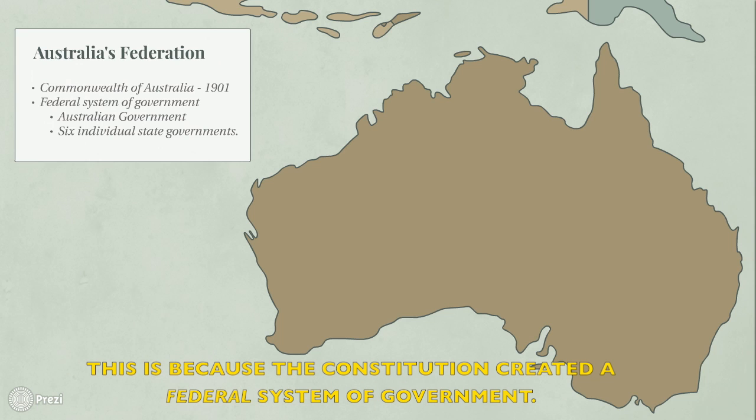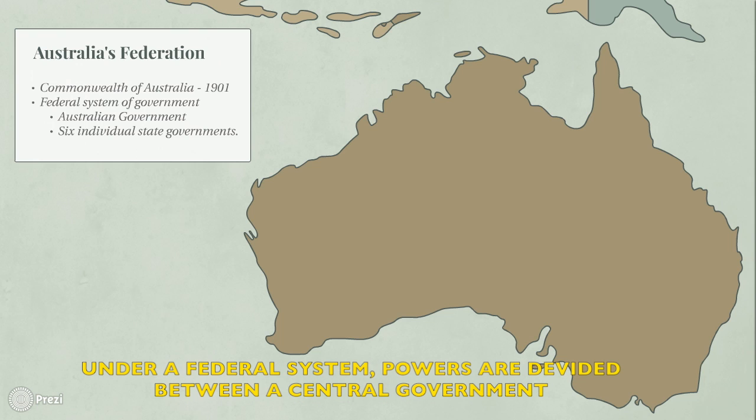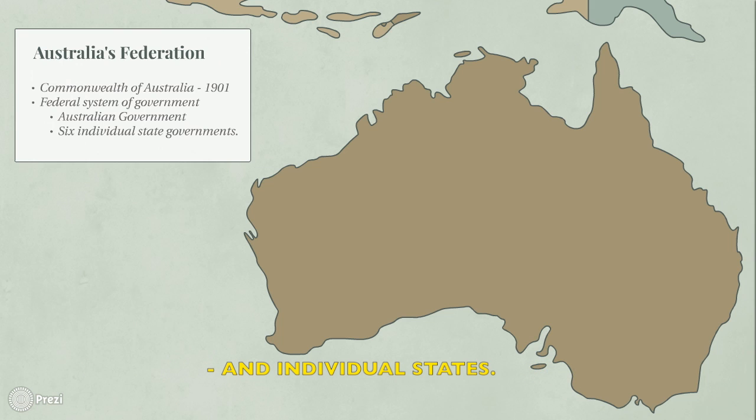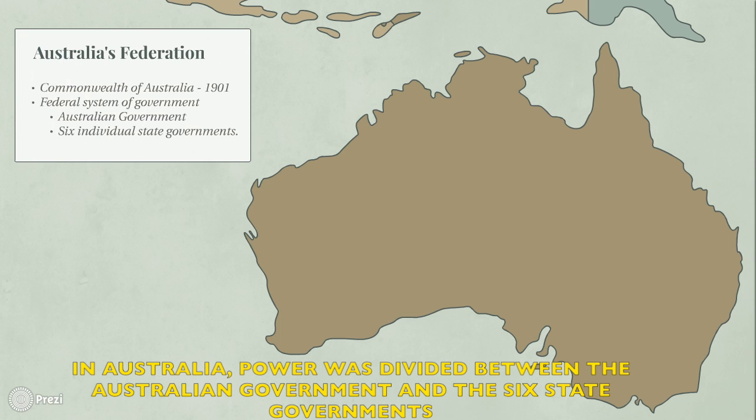This is because the Constitution created a federal system of government. Under a federal system, powers are divided between central government and individual states. In Australia, power was divided between the Australian government and the six state governments.